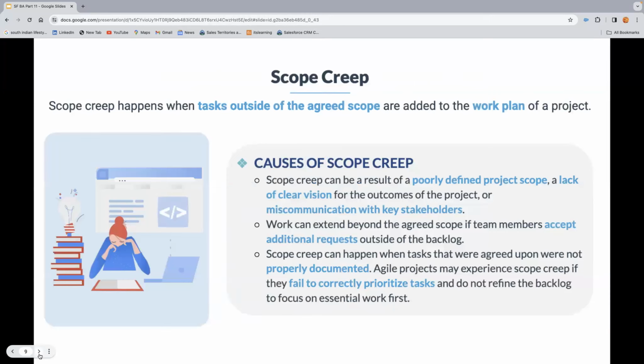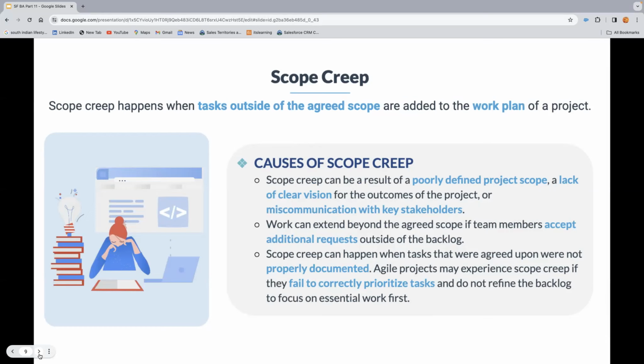Scope creep happens when tasks outside of the agreed scope are added to the work plan of the project. Causes of scope creep. Scope creep can be a result of a poorly defined project scope, a lack of clear vision for the outcome of the project, or miscommunication with the key stakeholders.